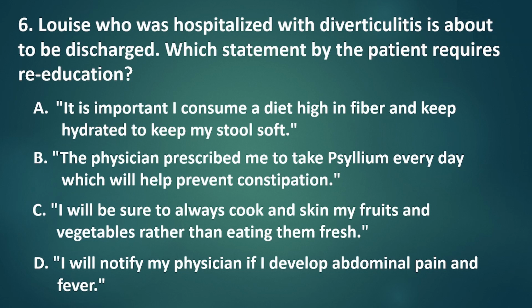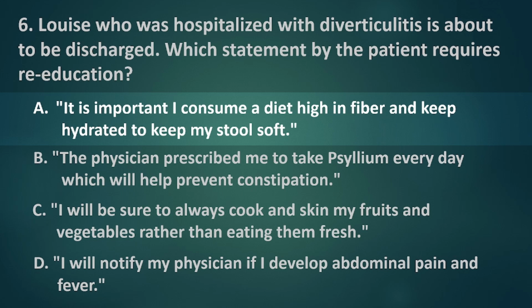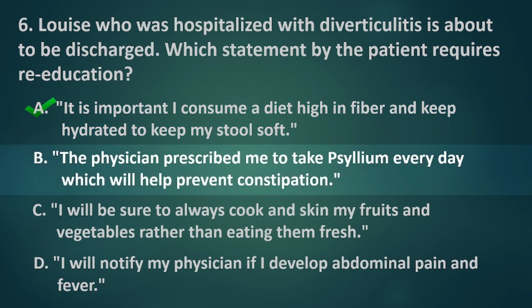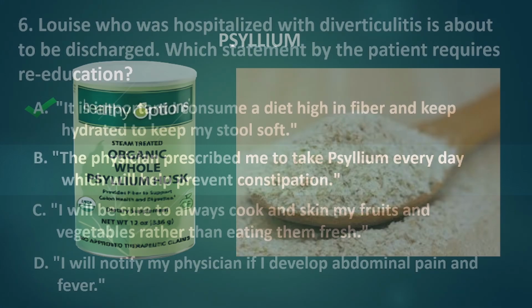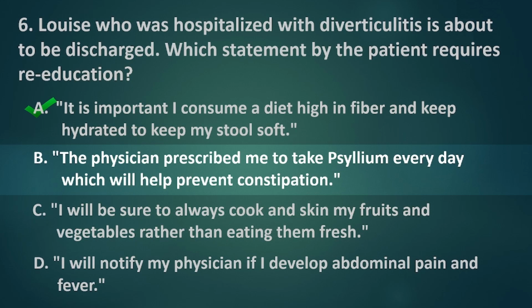Let's apply the process of elimination. "It is important I consume a diet high in fiber and keep hydrated to keep my stool soft" is advisable to maintain good bowel movement and will help prevent diverticulosis from reoccurring, which makes option A a positive statement. Psyllium is a form of fiber made from the husks of the Plantago ovata plant seeds. It can help relieve both constipation, diarrhea and other intestinal problems. Therefore, consuming this would be beneficial for patients with bowel disorders, making option B a positive statement.